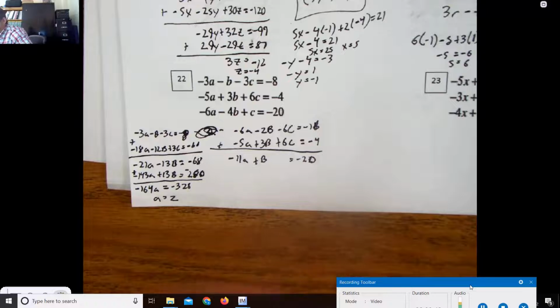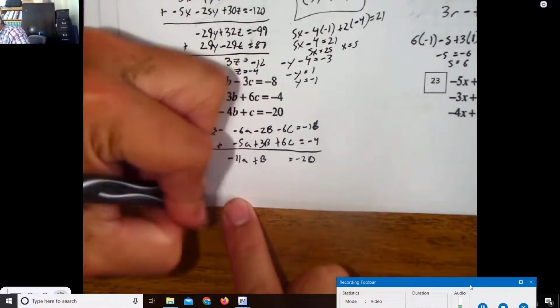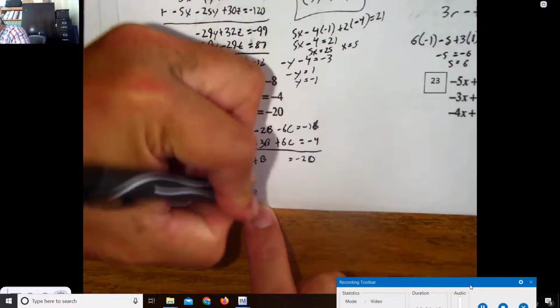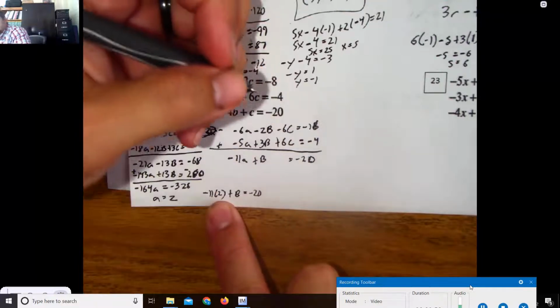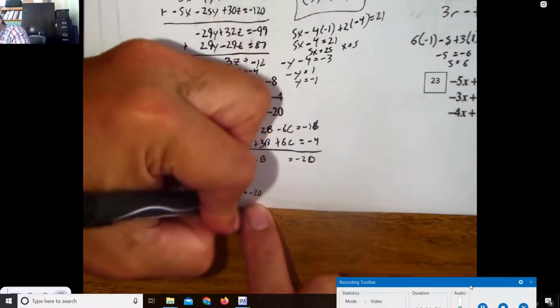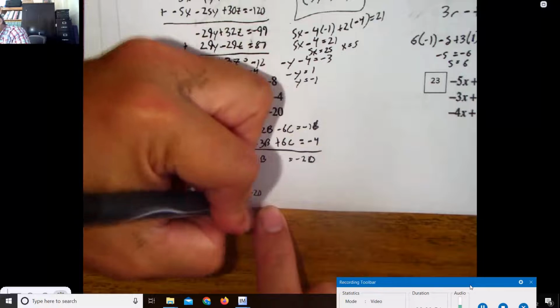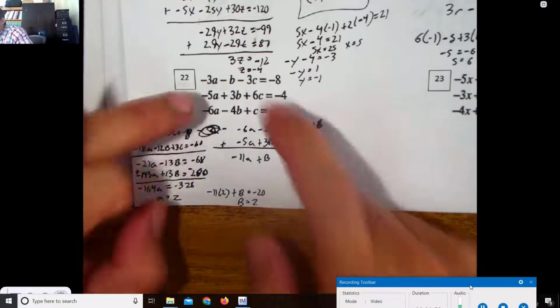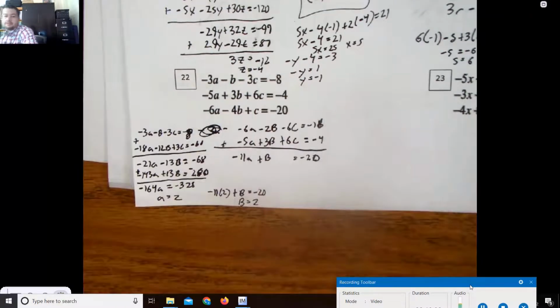All right, so I have A. I can plug it in right here and get B. That's going to be a -22. I'll counteract the negativity with positivity, and I'll get 2. So A is 2, B is 2. And now I can plug them into something from the original set. Probably go up top. Makes sense.